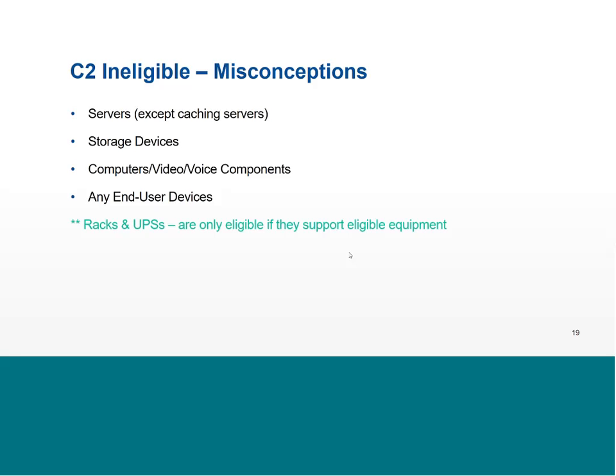So Ben has a really good question. He is asking, are server racks and UPSs eligible if they support both eligible and ineligible equipment, or must it be exclusively eligible? If it's supporting both ineligible and eligible, then you would have to cost allocate out the percentage of that component that is supporting ineligible items, which can be difficult. But you just have to cost allocate out anything that was supporting ineligible.